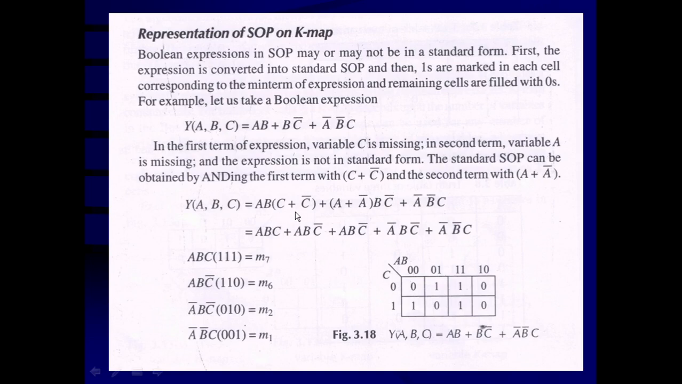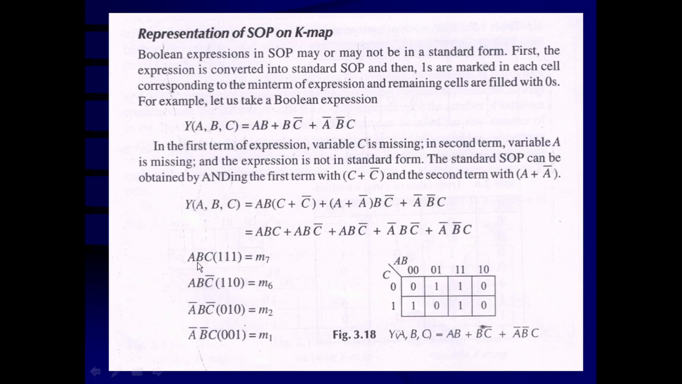Now using the Boolean distributive law, we can simplify. This is equal to ABC, the second term is ABC bar, the third term is ABC bar, the fourth term is A bar B C bar, and the fifth term is A bar B bar C. Corresponding to this, we can obtain the min terms.